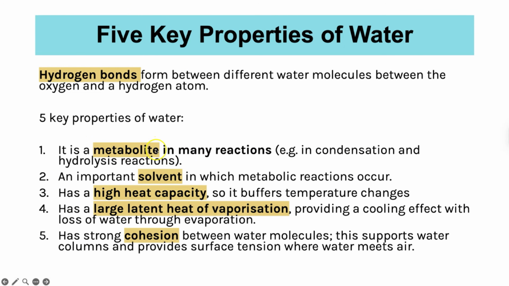So it's a metabolite, which means it's used in many reactions. In this video alone, we've already seen it multiple times in condensation and hydrolysis reactions. In an exam, I would state that as well. Although it's in brackets here, I would say, for example, condensation and hydrolysis reactions. Number 2, it's an important solvent, meaning you can dissolve solutes in it. And that is really important because metabolic reactions happen in solution.